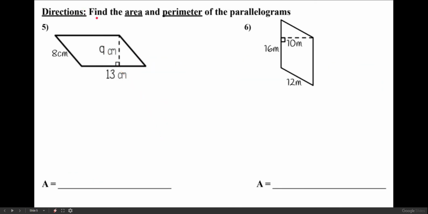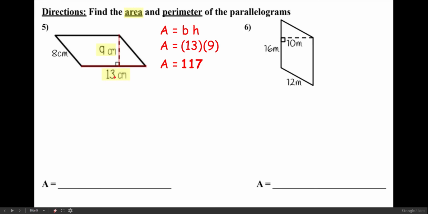All right, let's look at the area and perimeter of the parallelograms. Now they have it drawn for us, and they also want us to find perimeter. So let's start off with area first. Area equals base times height. Now the base is 13, and the height is, we've got 9 and we've got 8. Well, 8 is just the slant height right here. The height forms a 90-degree angle with the base. So it should be 13 times 9. And when you multiply those two out, you get 117.